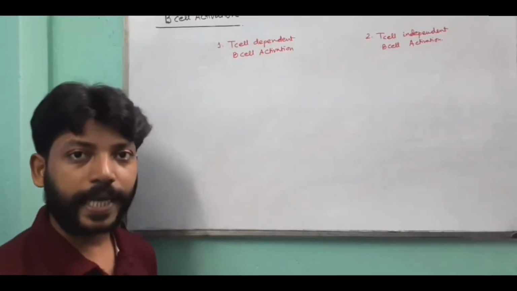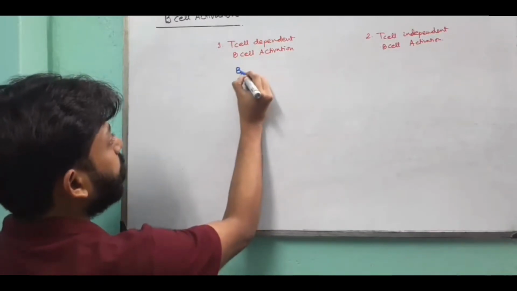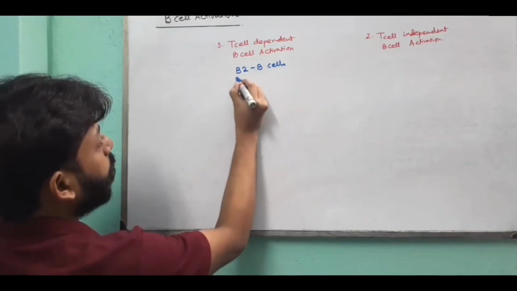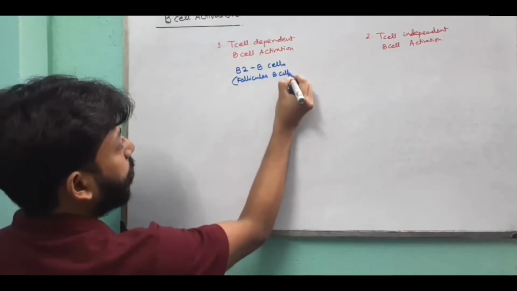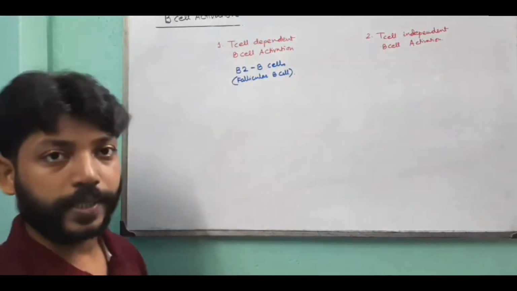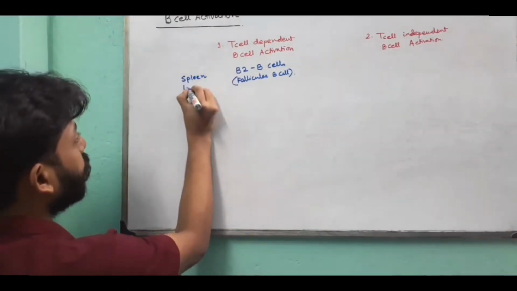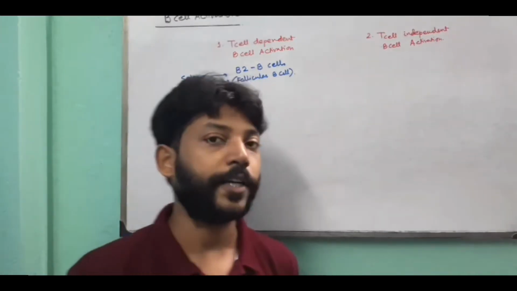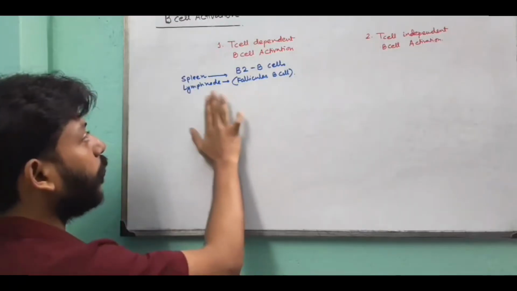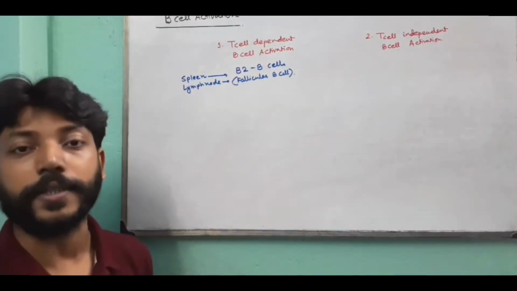Some B cells can be activated by T cells. These B cells are called B2 B cells, also known as follicular B cells. Why are they called follicular B cells? Because B2 B cells are present in the follicle of the spleen and lymph node. Both these secondary lymphoid organs have follicles, and the B cells that reside in the follicles of the spleen and lymph node are called B2 B cells or follicular B cells.